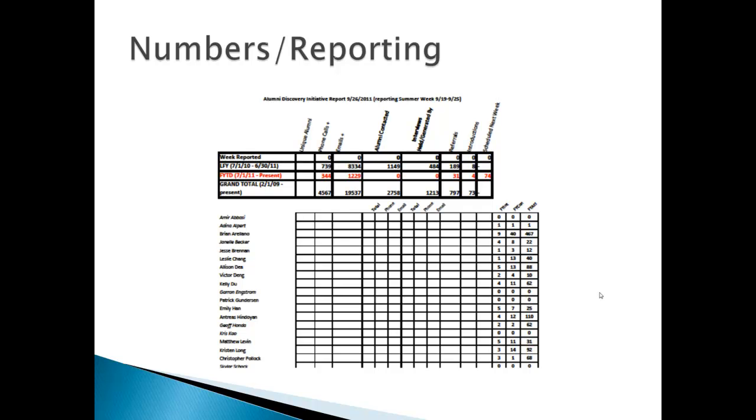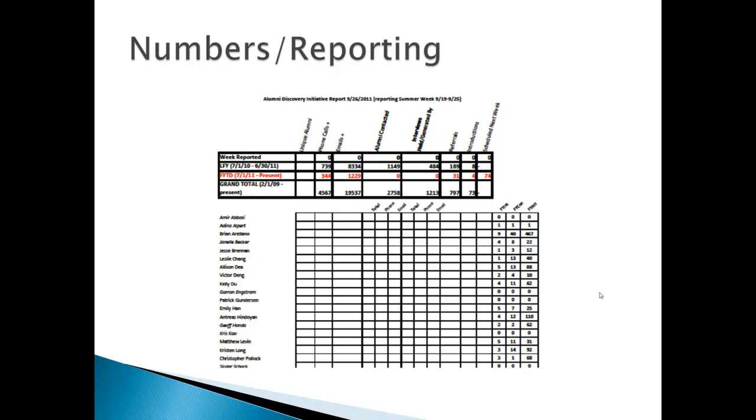The next chunk would be interviews held and how they were generated. So let's say you held 3 interviews that week. You'd write 3 under total, and then note whether you contacted the alumni through phone or email, like how you ended up securing that interview. The next column is referrals. So if the alum gave you any referrals, write that number in that column.